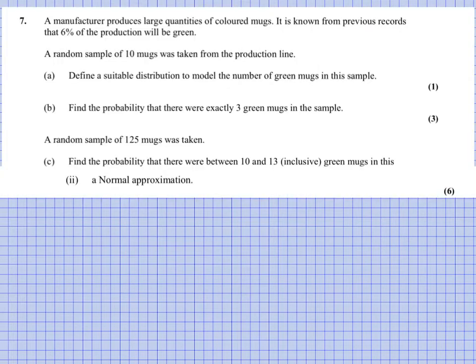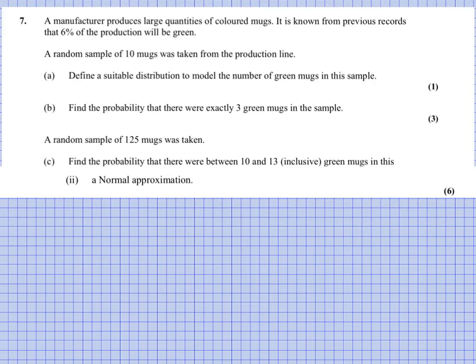Let's have a little go at an example. I'm going to go straight into a tricky one. Okay, so let's review this question. We are asked to do some work on this. A manufacturer produces large quantities of coloured mugs. It's known from previous records that 6% of the production are green. A random sample of 10 mugs is taken from the production line.